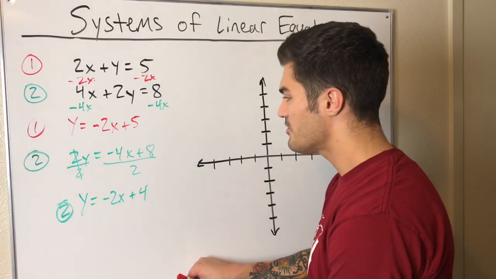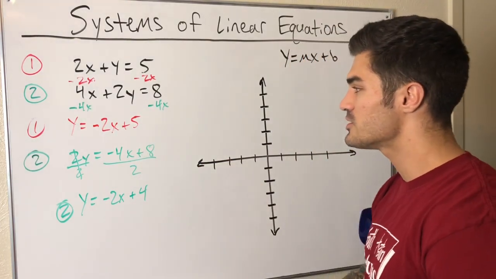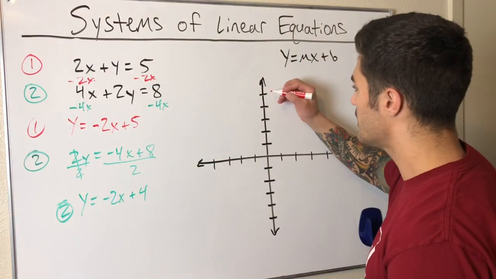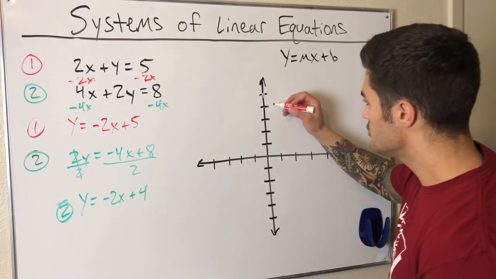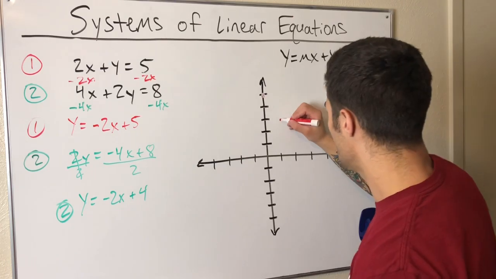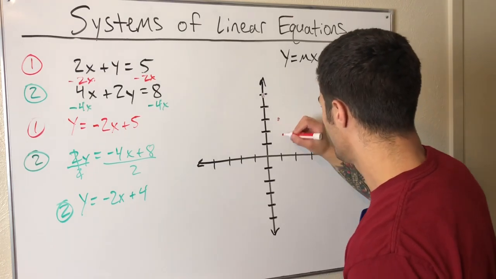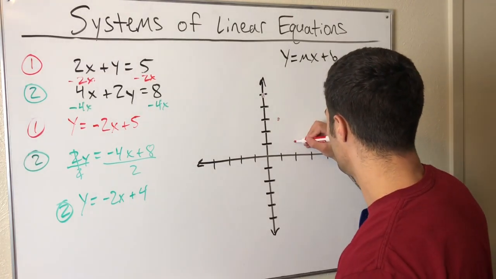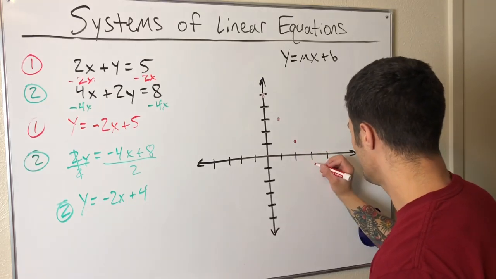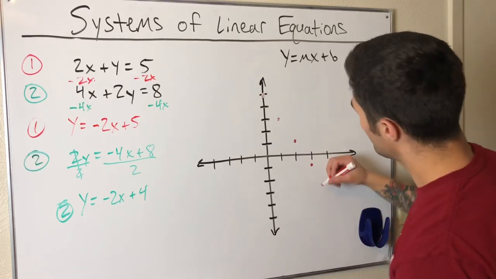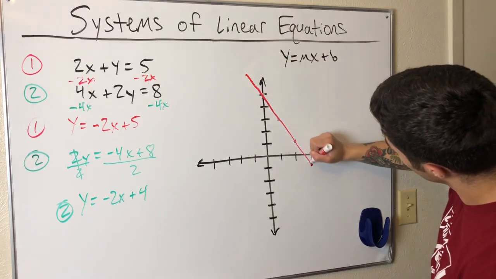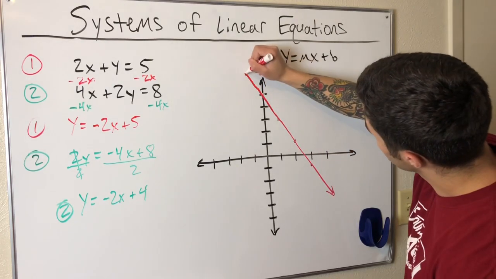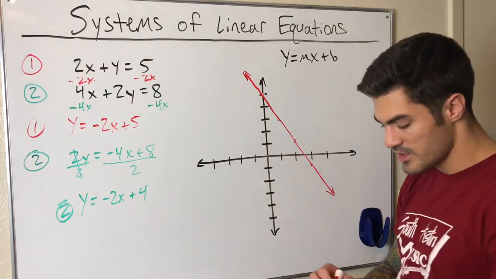So I'm going to go ahead and graph equation 1, y equals -2x plus 5. So I start at plus 5 up here at my y-intercept, and I go down 2 over 1, down 2 over 1, and so on. All right, and I'm going to go ahead and draw my line through here. That's as good as it's going to get from me. All right, that's equation 1.